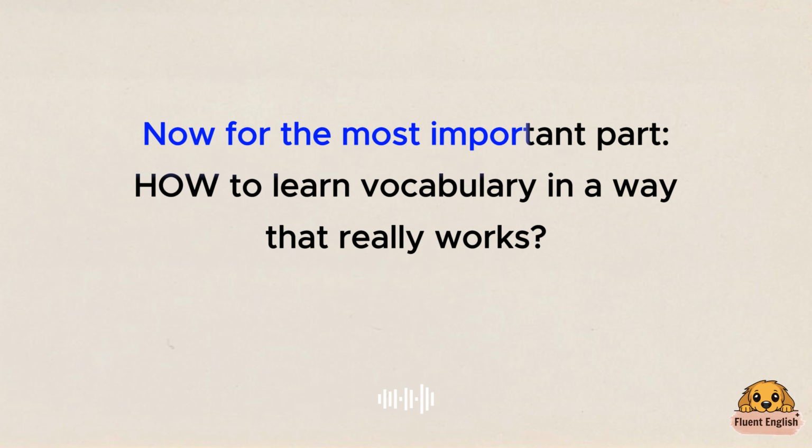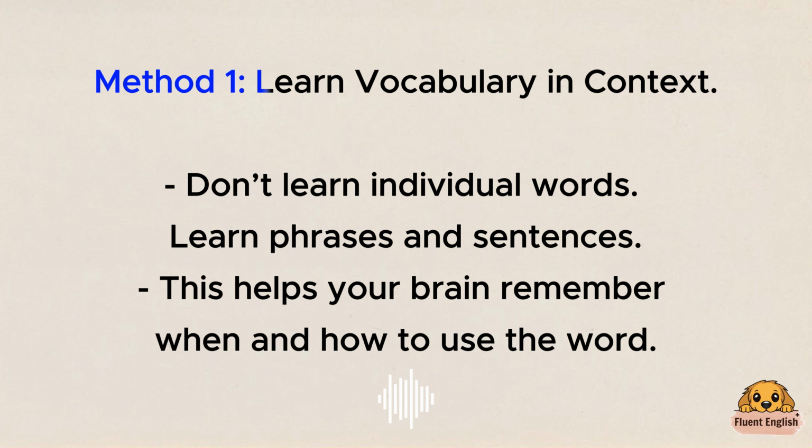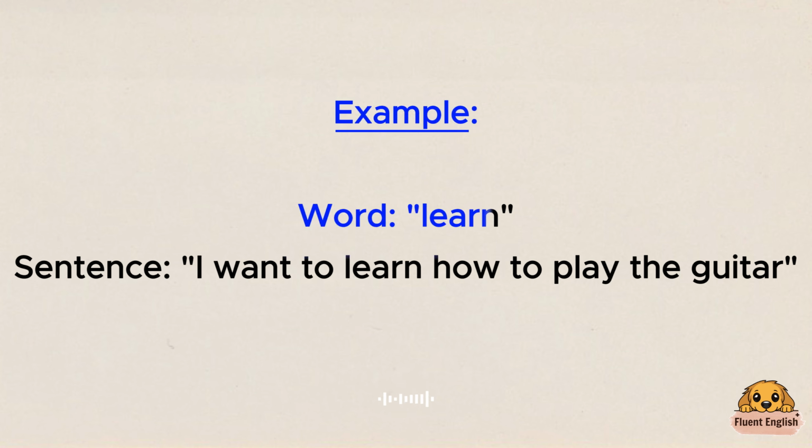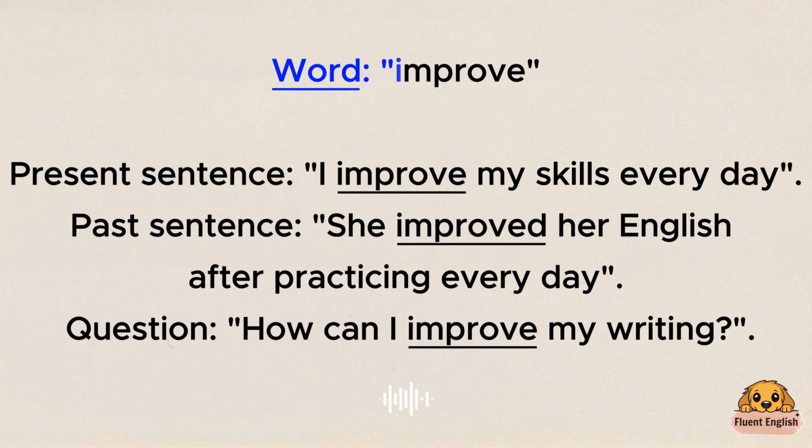Now for the most important part: how to learn vocabulary in a way that really works. Method 1. Learn vocabulary in context. Don't learn individual words. Learn phrases and sentences. This helps your brain remember when and how to use the word. Example: Word, learn. Sentence, I want to learn how to play the guitar. Word, improve. Present sentence, I improve my skills every day. Past sentence, she improved her English after practicing every day. Question, how can I improve my writing?